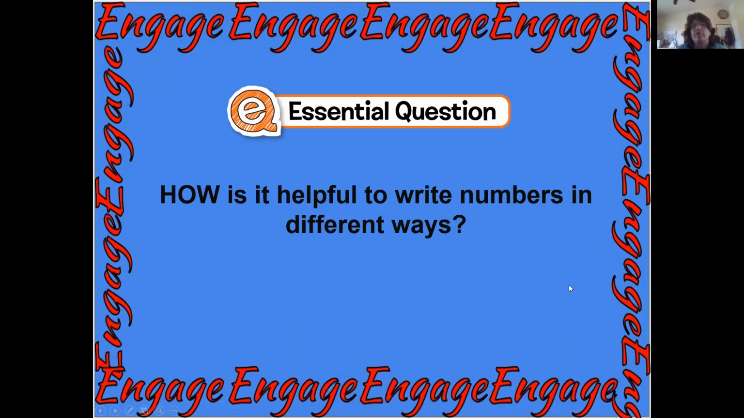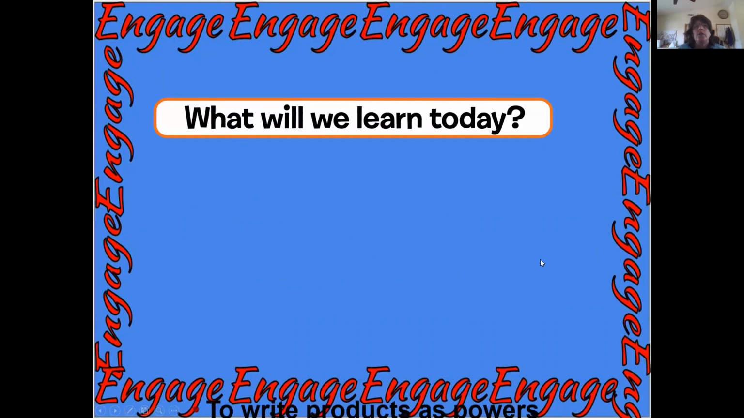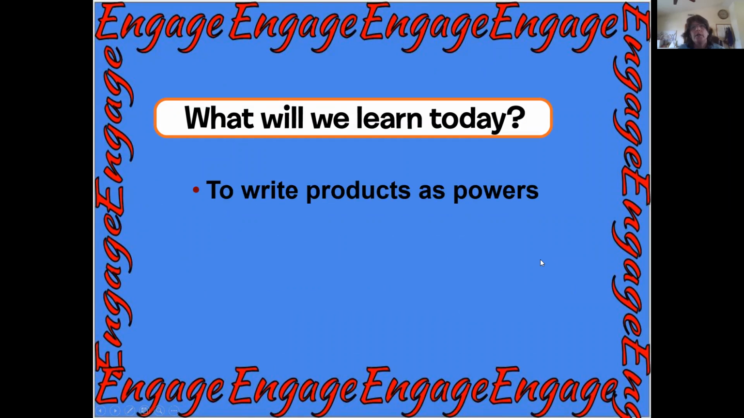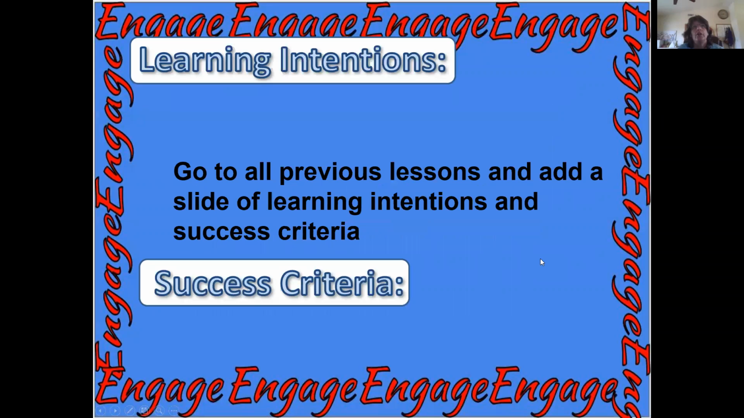How is it helpful to write numbers in different ways? That's our essential question. What will we learn today? To write products as powers, to write powers as products. Here we go, our learning intention.